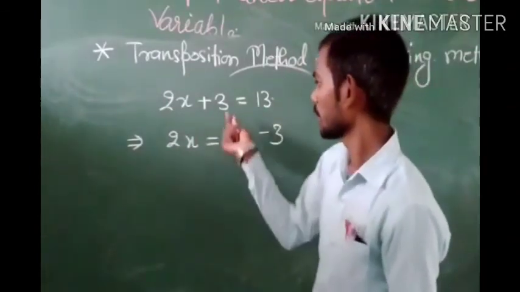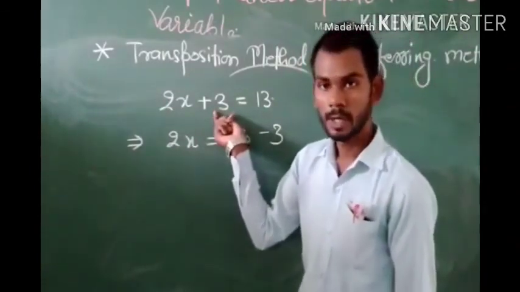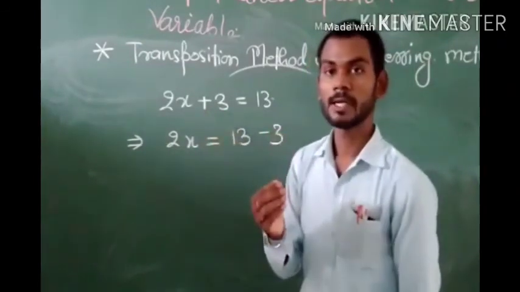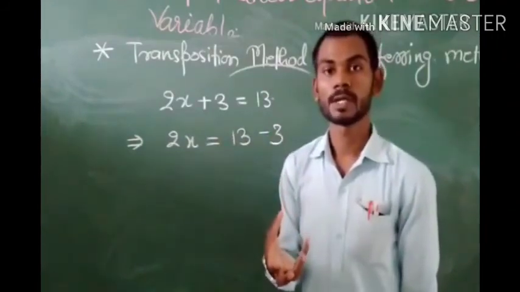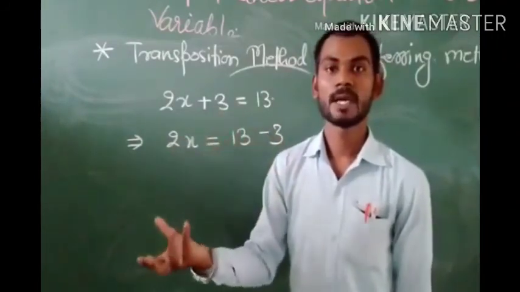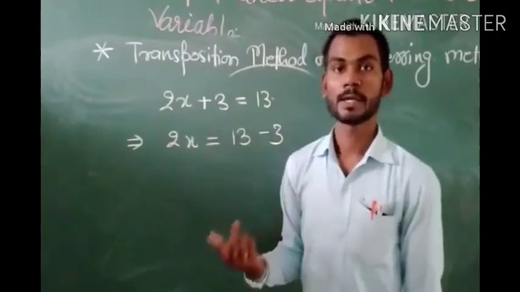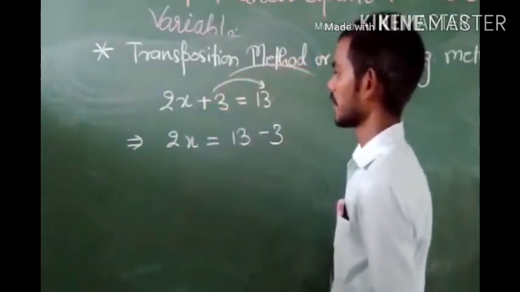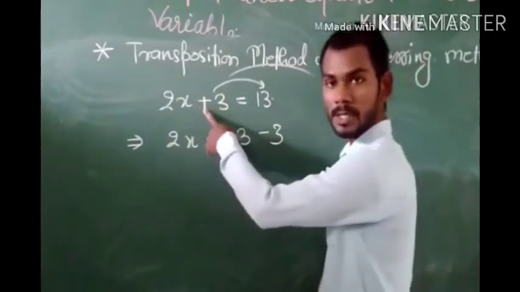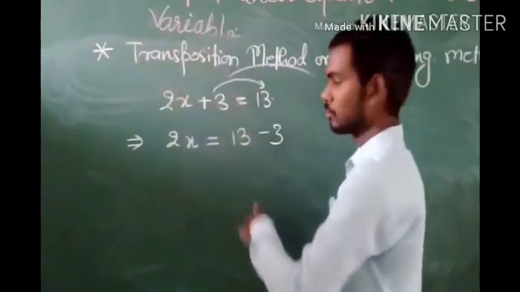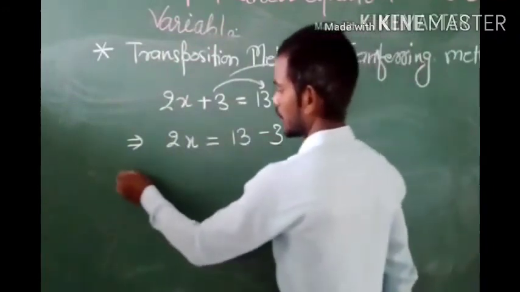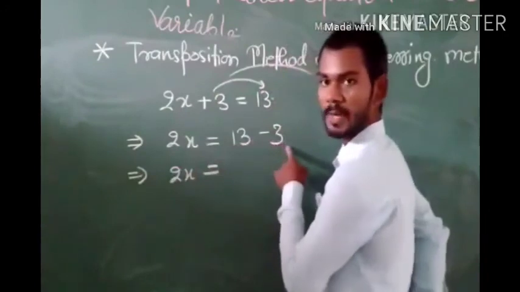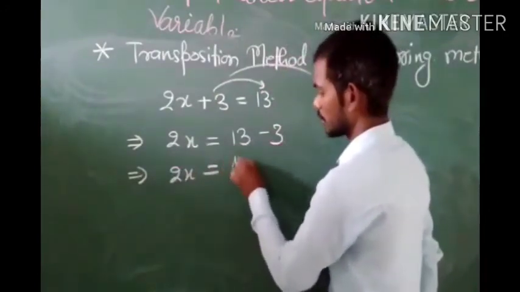Why? Here we can see that 3 is positive, and we know that when a positive quantity goes from the left hand side to the right hand side, it becomes negative. So when 3 goes to the right hand side, the sign plus changes into minus. So we have 2x is equal to 13 minus 3, which is 10.